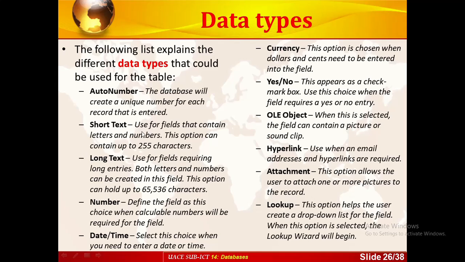Short text is a mixture of numbers and letters. Long text is for text that is a bit long. Number is specifically for calculable numbers. Date or time, of course, is obvious. Then the currency, and yes or no. So these are all data types which help us enter data in a table. You consider this first before you enter your data.